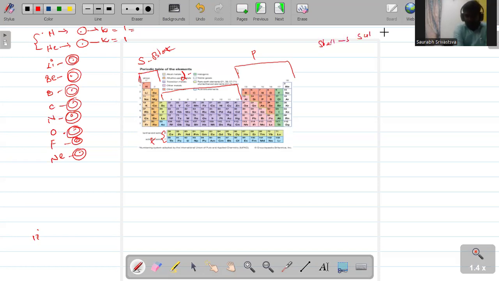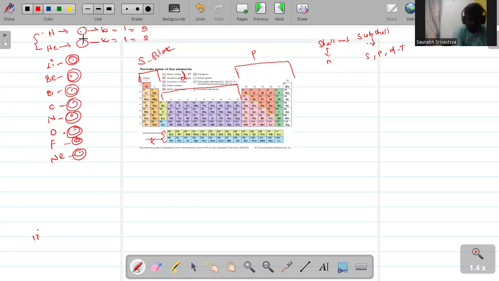And next one is a subshell. What is a shell and what is a subshell? Shell means the n value. S subshell, P subshell, D subshell, F subshell. Why? Because we have the 4 block elements, so that's why we are writing S, P, D, and F. Here, only one shell is there, and that one shell has one subshell.